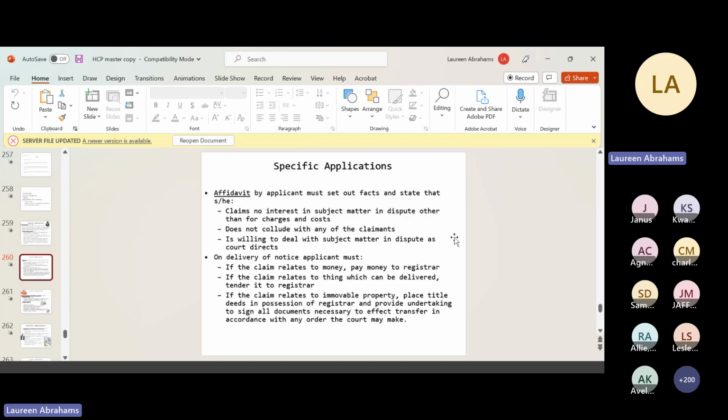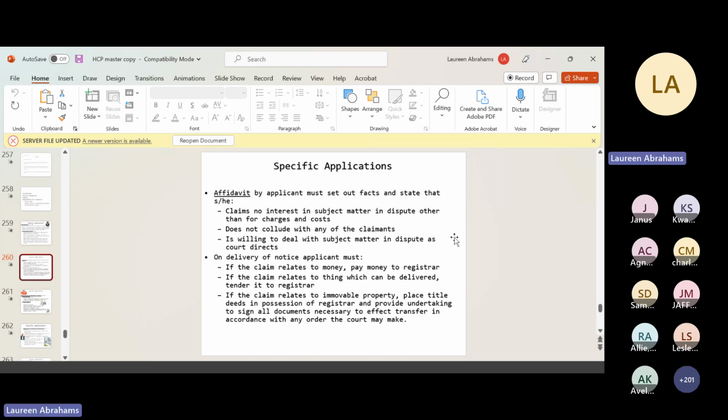respective claims. The affidavit by the applicant must set out the facts, and he must state in his affidavit that he doesn't claim any interest in the subject matter in dispute other than for charges and costs. He must also state in his affidavit he's not colluding with any one of the claimants. He is willing to deal with the subject matter in dispute as the court directs.